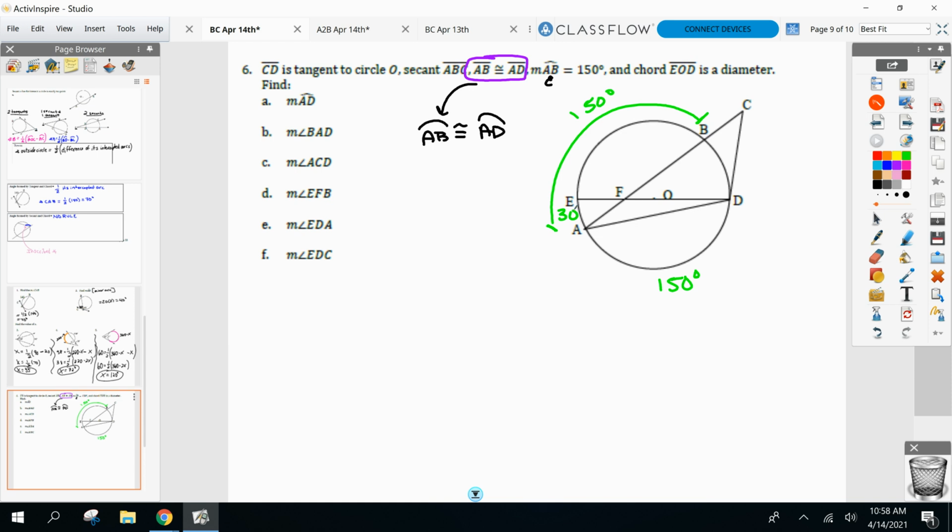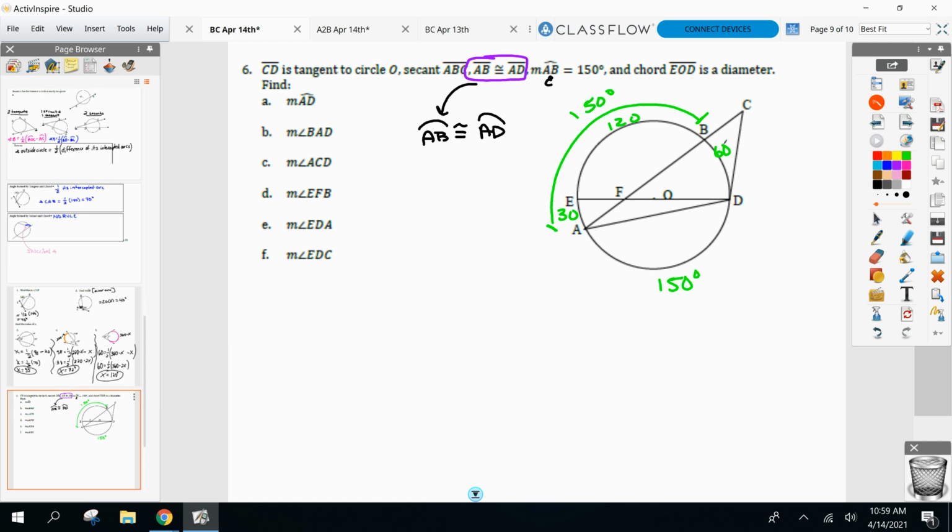What about arc BD? Oh, hold on. Let's back up now. What about arc EB? Because I do want to find the measure of each individual arc here. So I got EA, I got AD. How about EB now? 120, because it added to 150, right? Now find BD. 60, half a circle, 180 degrees. Try to find each individual arc. Do I have each individual arc?